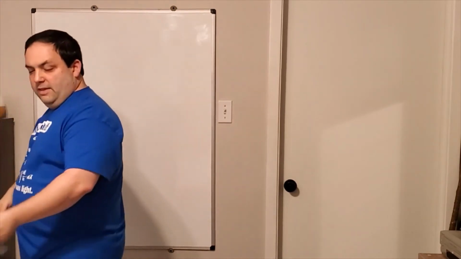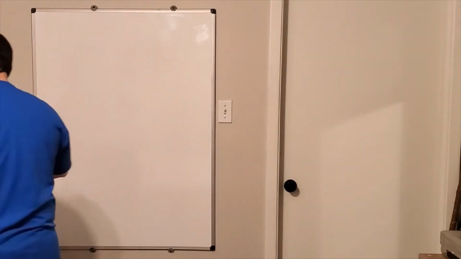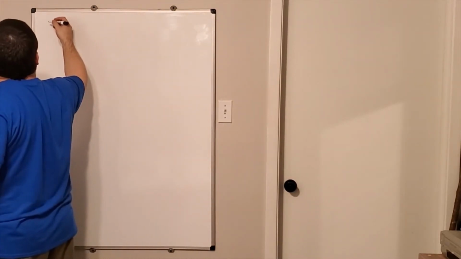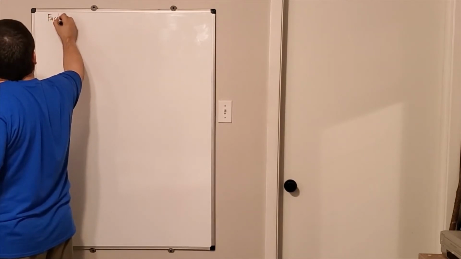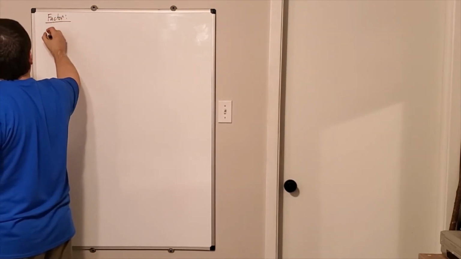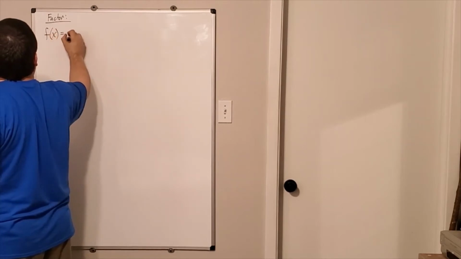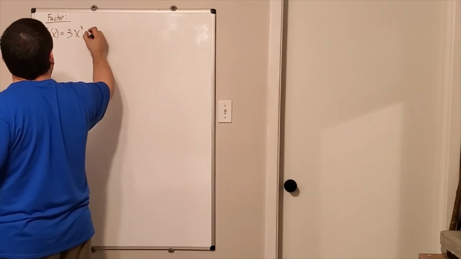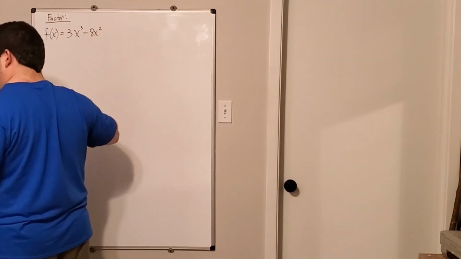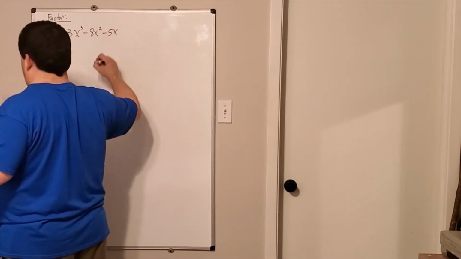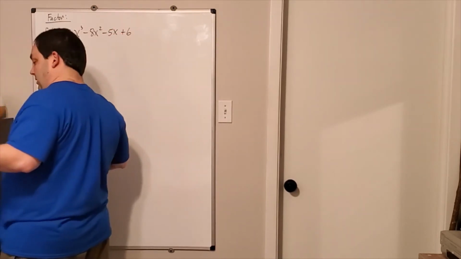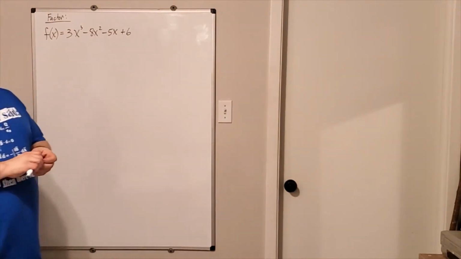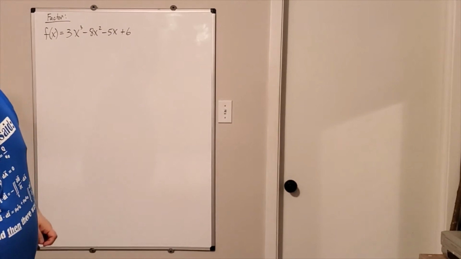Let's try one that's got a different leading coefficient this time. Let's say factor, right? f of x is equal to 3x to the 3 minus 8x squared minus 5x plus 6. Right? Okay. So again, noticing that front number is different. And we're being asked to factor just like we did before.